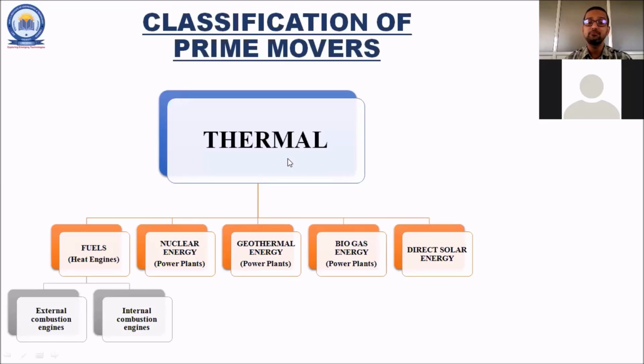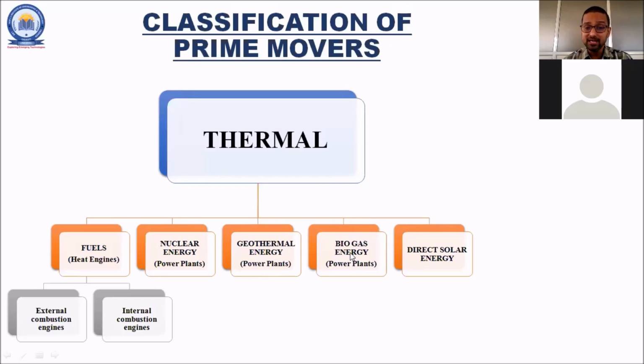The next classification of the thermal prime movers is the nuclear energy. Nuclear energy is also used for producing the mechanical energy or the useful work, and the examples are the nuclear power plants. Next comes the geothermal energy. Geo, that is the earth, and thermal, that is the heat energy. So the heat energy obtained from the earth's crust is known as the geothermal energy. The examples are the geothermal power plants.